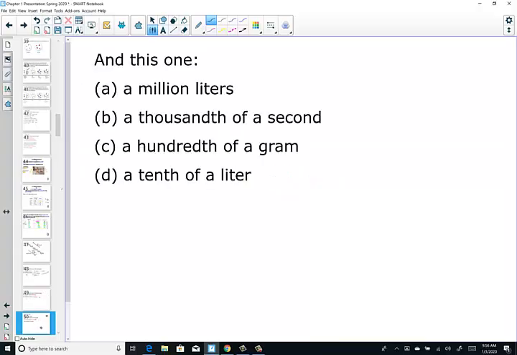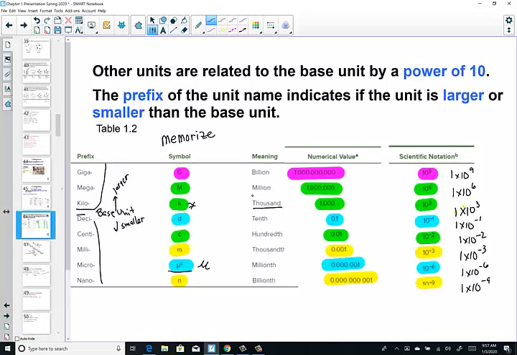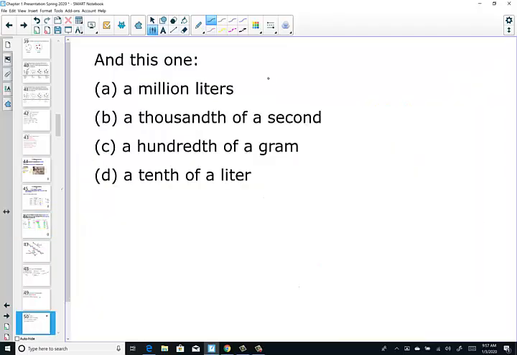How about a million liters? What would that look like? A million liters needs a prefix for the term million, and notice that was this capital M for mega. So when I write out this value, I want a capital M megaliter, and that stands for 1 million liters, which is 1 times 10 to the 6 liters. We abbreviate that as a megaliter.